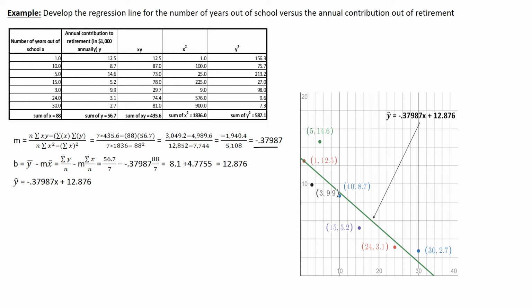y-axis. So I find my slope, I find my y-intercept by plugging it into the equation, and I get an equation of negative 0.37987x plus 12.876. And that is my regression line. I could put in how long I've been out of school and predict for any time.